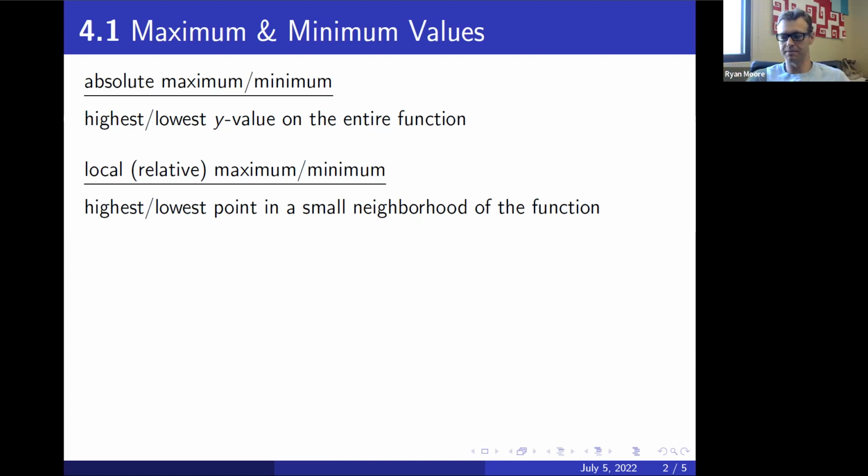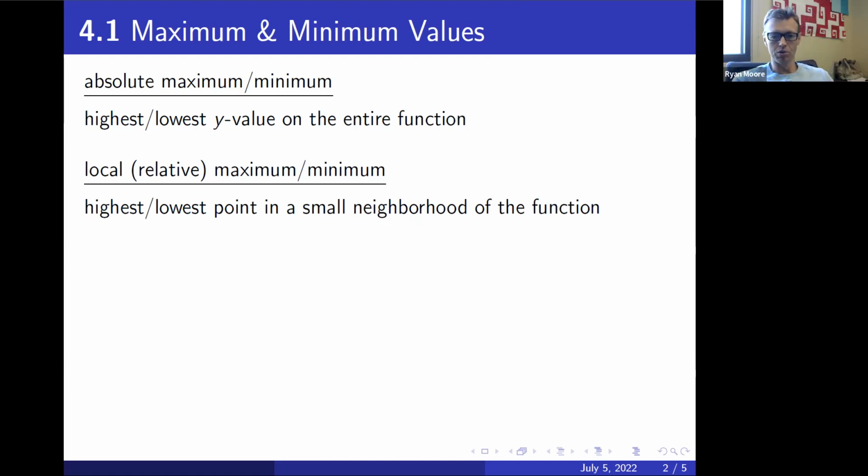The name probably suggests what that is. The absolute means that they're either the very highest or the very lowest y value on the entire function. So look at the entire thing. What's the very highest y value? What's the very lowest y value? That's your absolute max or absolute min.